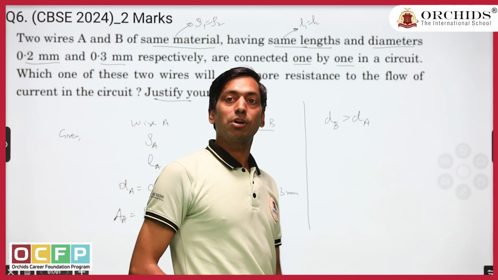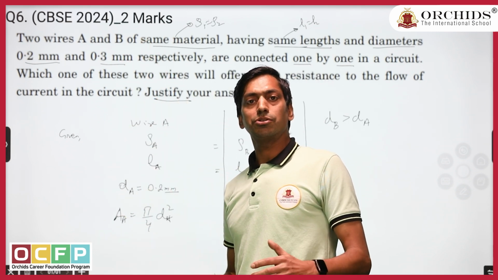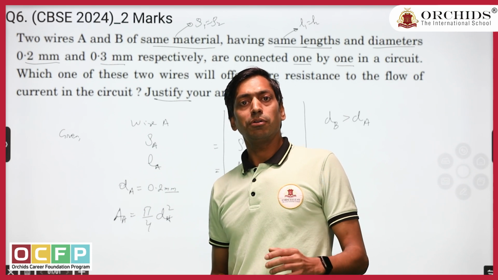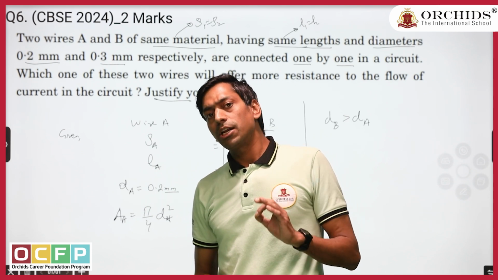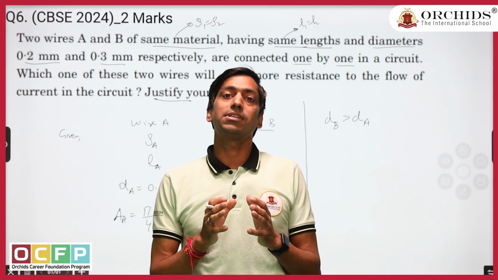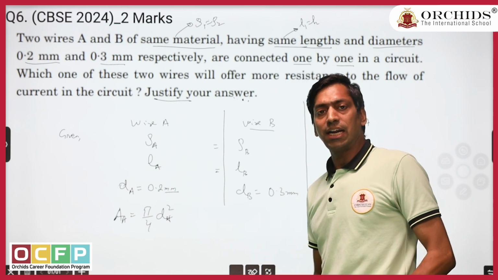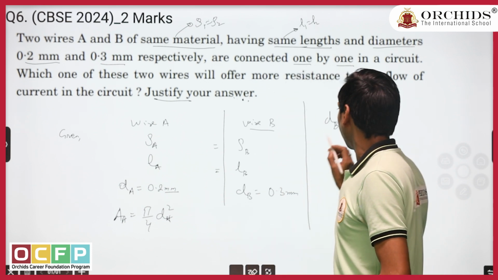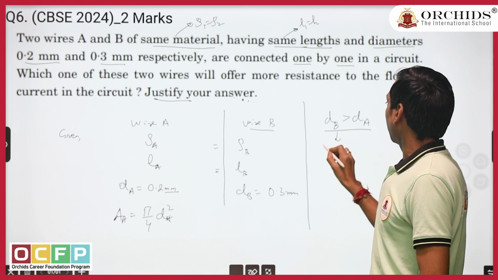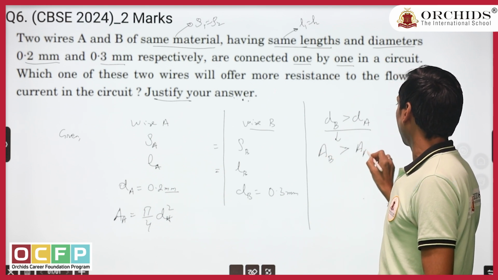So using the same logic, because the values are not given, resistivity actual value is not given and length actual value is not given, we cannot find the absolute value of the resistance. So here, the hint is that we have to compare the value of resistance of both the wires. In this question, you can see that the diameter of wire B is greater than diameter of A. So can I say from there the cross-sectional area of wire B is greater than the cross-sectional area of wire A?